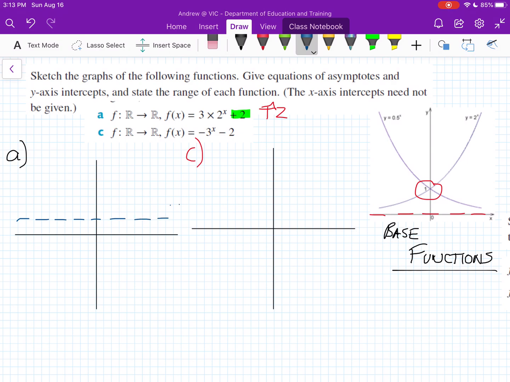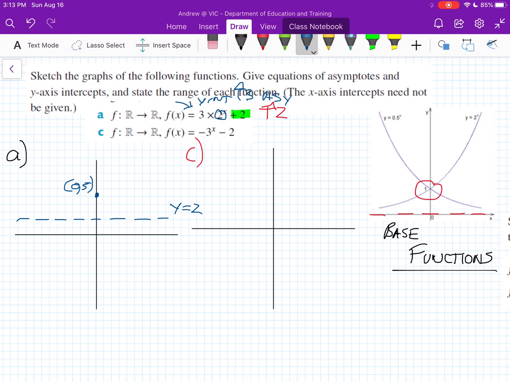So we've got y is equal to 2 as our asymptote, and our base is 2, so that means it's going to be going up from left to right. And this 3 at the front means that our y-intercept is going to be up 3 from the asymptote, just like what I said before. So that means it's going to go through 0, 5. So I'm just going to plot that point. 3, 4, 5. So we've got 0, 5 there. And that's going to be our point.